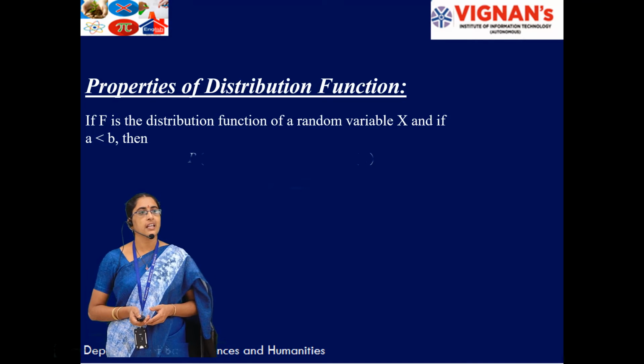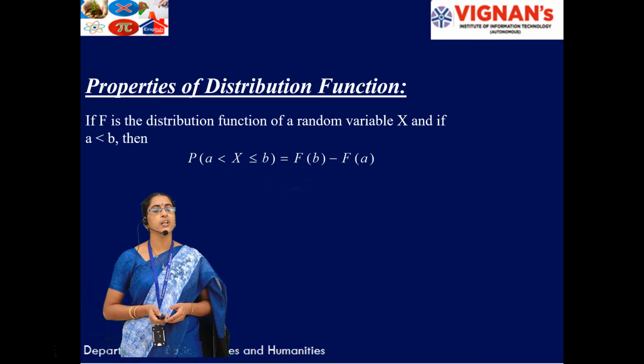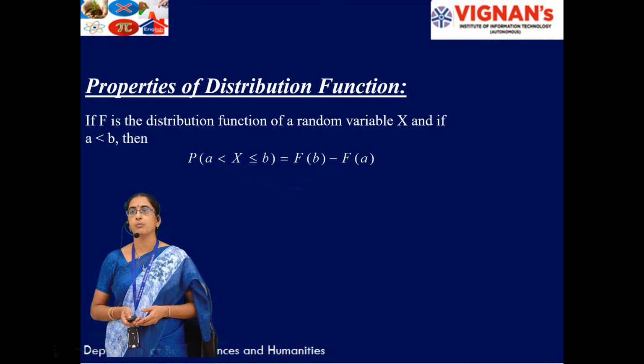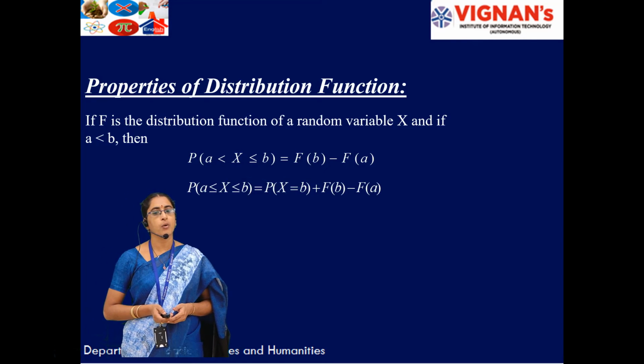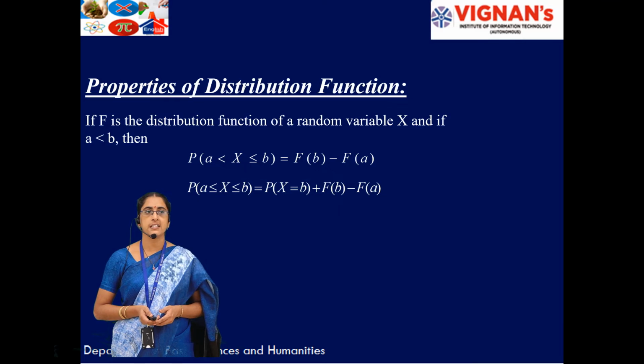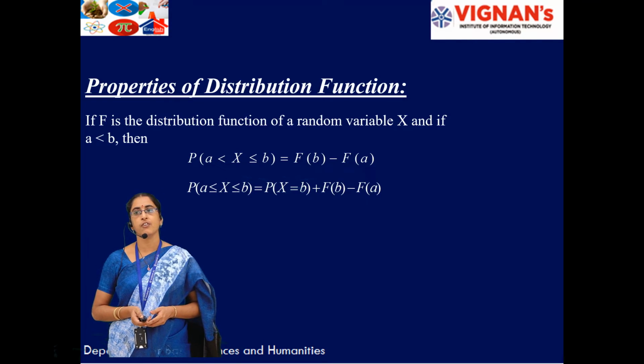So if you consider a and b as two constants, and a is less than b, then probability of a less than x less than or equal to b is given by F of b minus F of a. That means here a and b are two constants, where these are monotonically increasing functions. Then probability of a less than or equal to x less than or equal to b is given by probability of x equal to a plus F of b minus F of a. We have to note here, for the distribution function you have to use capital F.